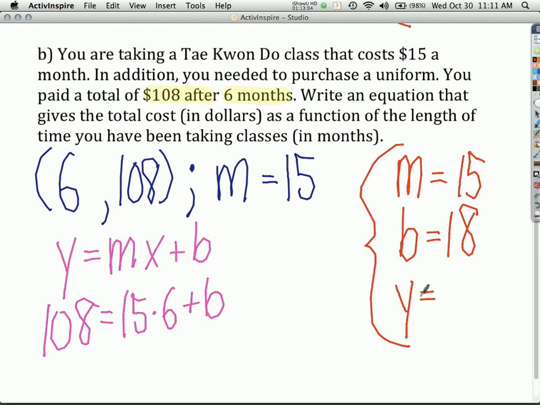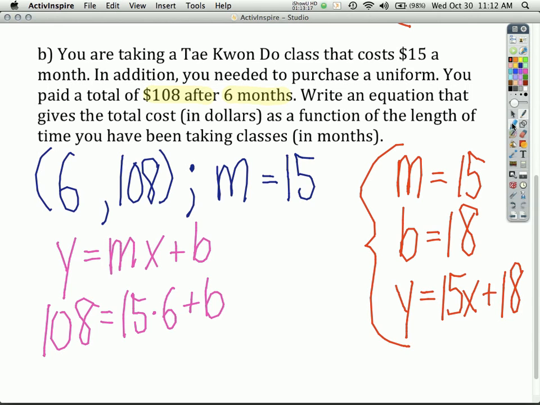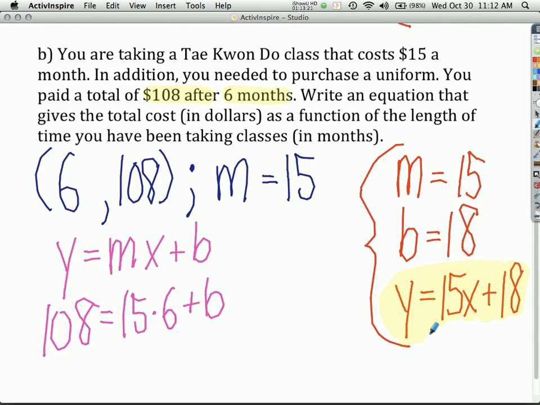Go ahead, Sebastian. You're on a roll. It's the cost of the uniform. That's the flat fee. So now we know the equation is y equals 15x plus 18. Very good. And that was the equation we were looking for. Comments or questions?